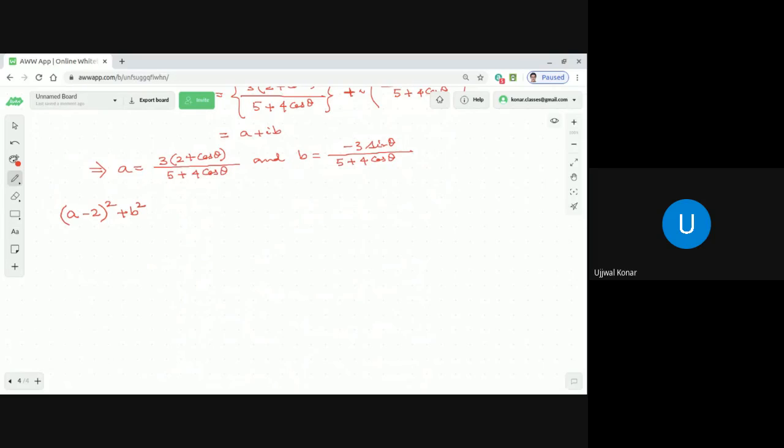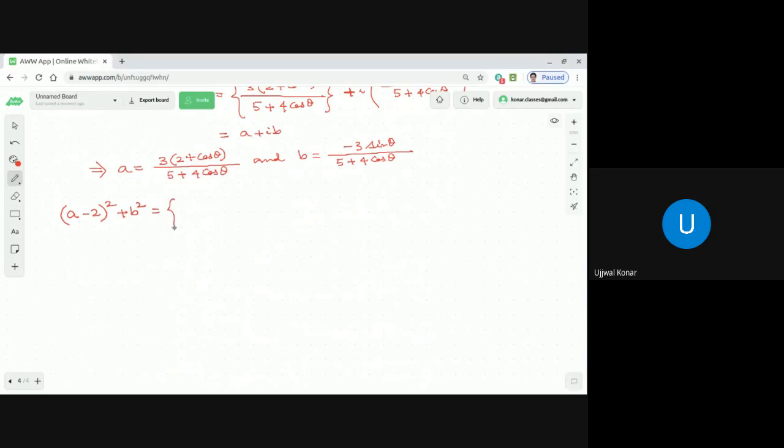Now, the moment we need to find (A minus 2) whole square plus B square, as you see, it becomes a pure trigonometric simplification. Pure simplification. Yes. So I am getting 1. Correct. 1 is the correct answer. Very good. Appreciate.